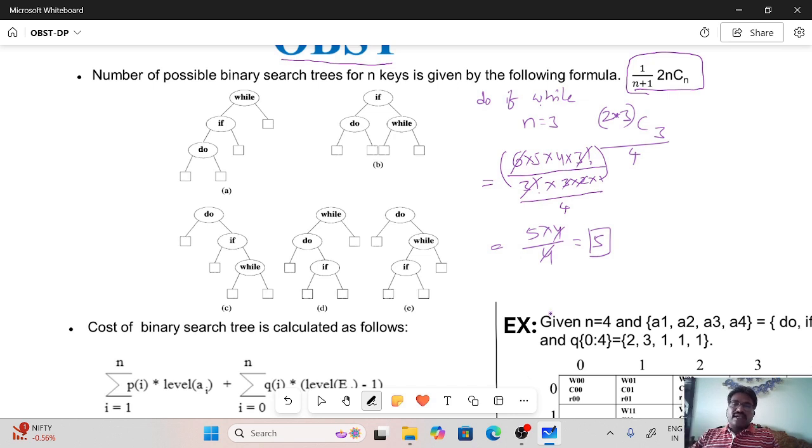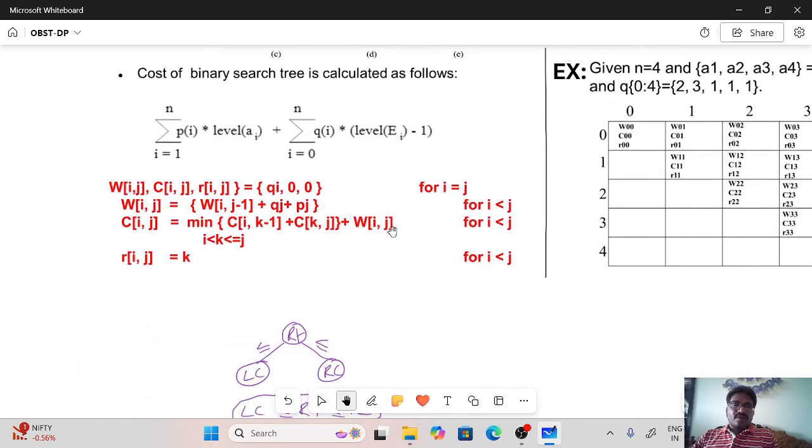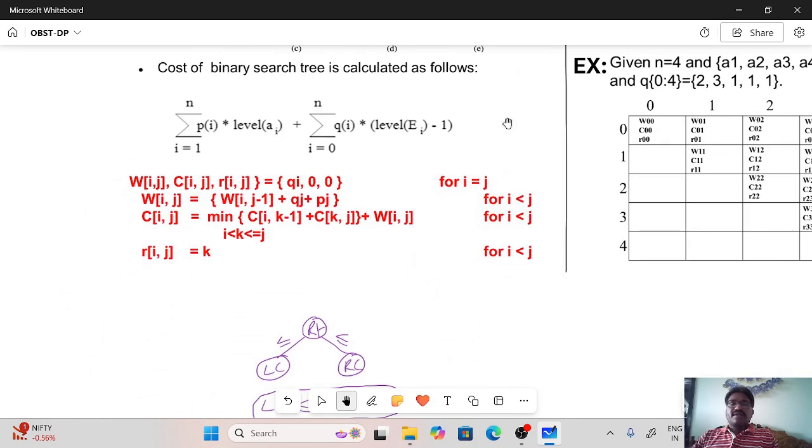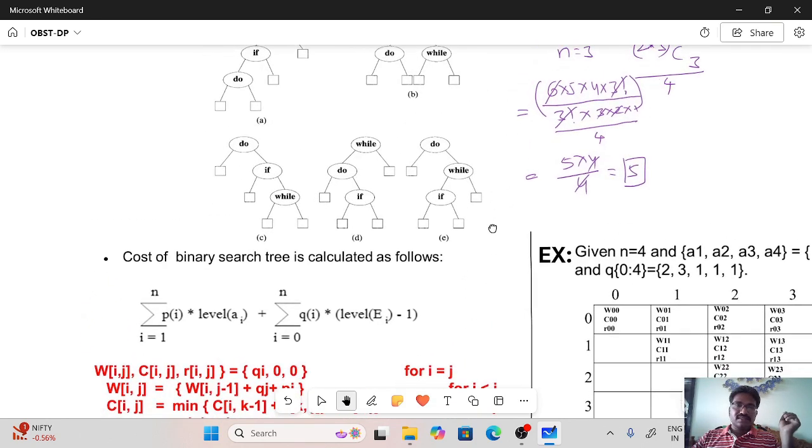So in dynamic programming, we are going to use the tabular method. With the help of the tabular method and one recursive formula, we are going to fill in the values, and finally we are going to get which binary search tree is optimal for it. We are going to see that with an example.